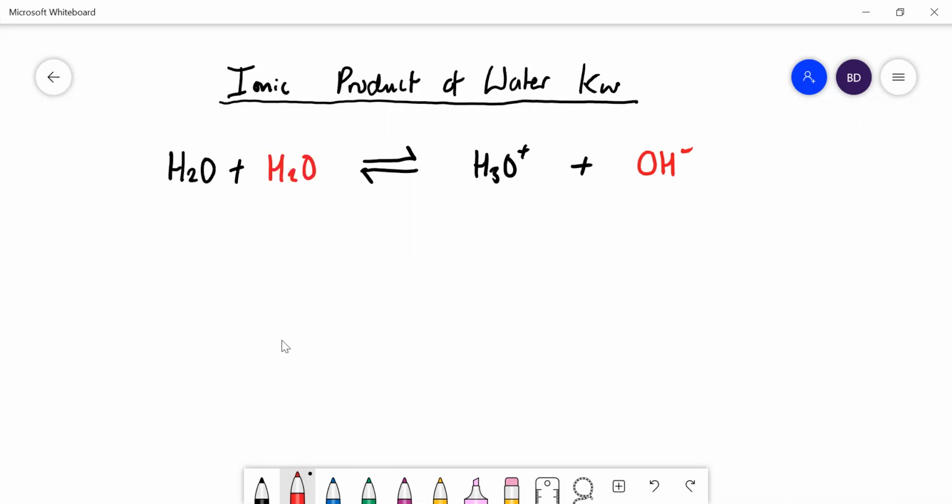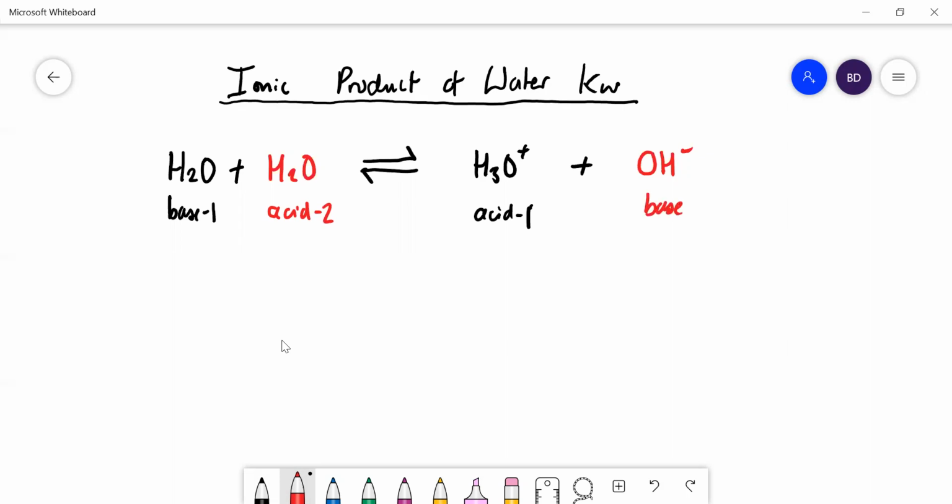Now if you think about acid conjugate base pairs, then the black one here is behaving as a base. So call that base one. And when it's going backwards, this black one, the H3O plus, is behaving as an acid. So we'll call that acid one. The red H2O here is behaving as an acid because it gives away a proton to the other one. So we'll call it acid 2. And this one here is acting as a base when it's going backwards.